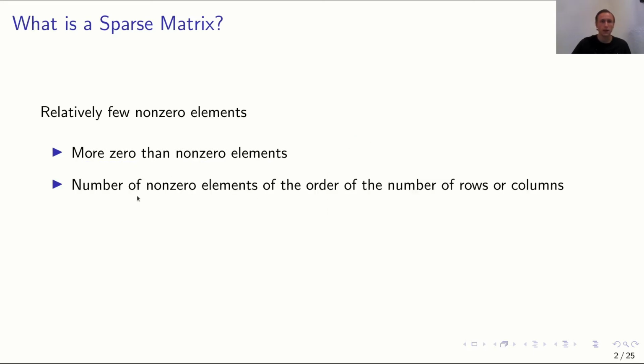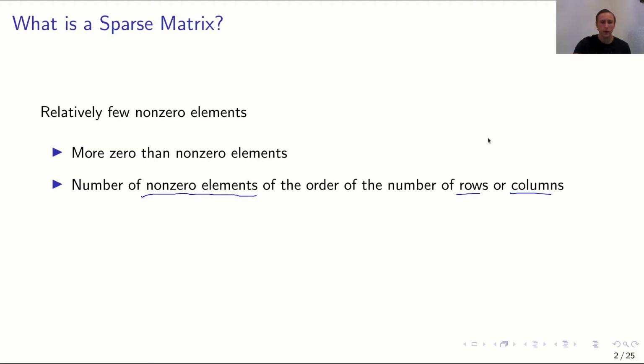Another approach is to say that the number of non-zero elements should be of the order of the number of rows or columns, suggesting that larger matrices should have smaller densities than smaller matrices. But also for particular implementations, this may not be a particularly useful definition.